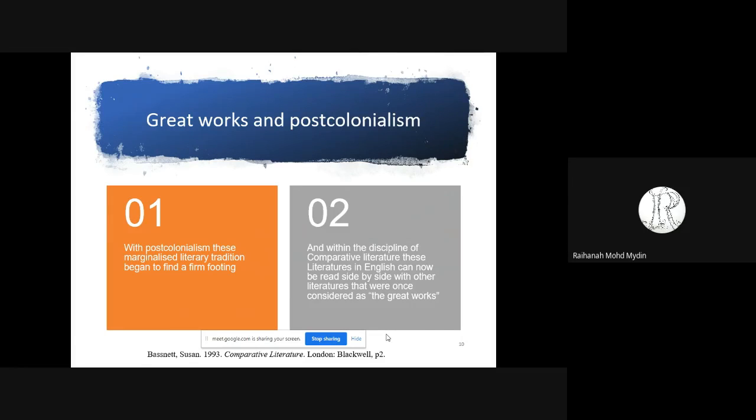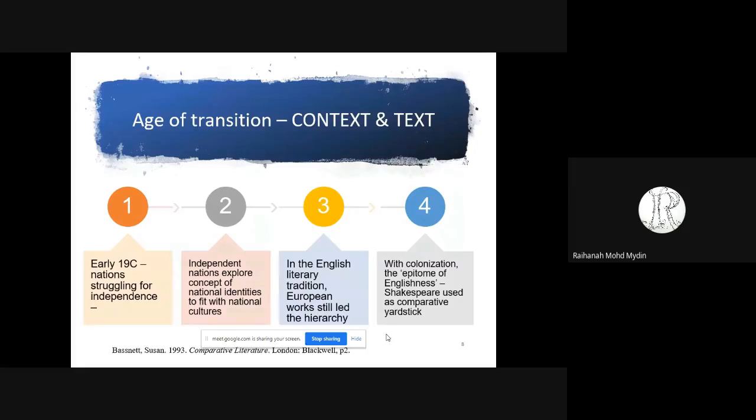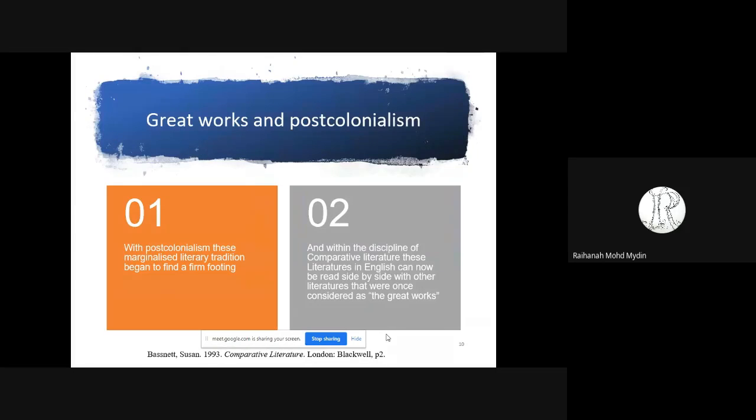So this is something we need to work around, especially when we think about comparative literature within the 20th century. As I said, going from the early 19th century, nations were struggling for independence, and then post that, when nations have become independent, you have post-colonial nations or post-independent nations. With that kind of context of post-colonialism, the countries who are now independent are forging their own literary tradition. And these literary traditions are beginning to take root in their countries, right?